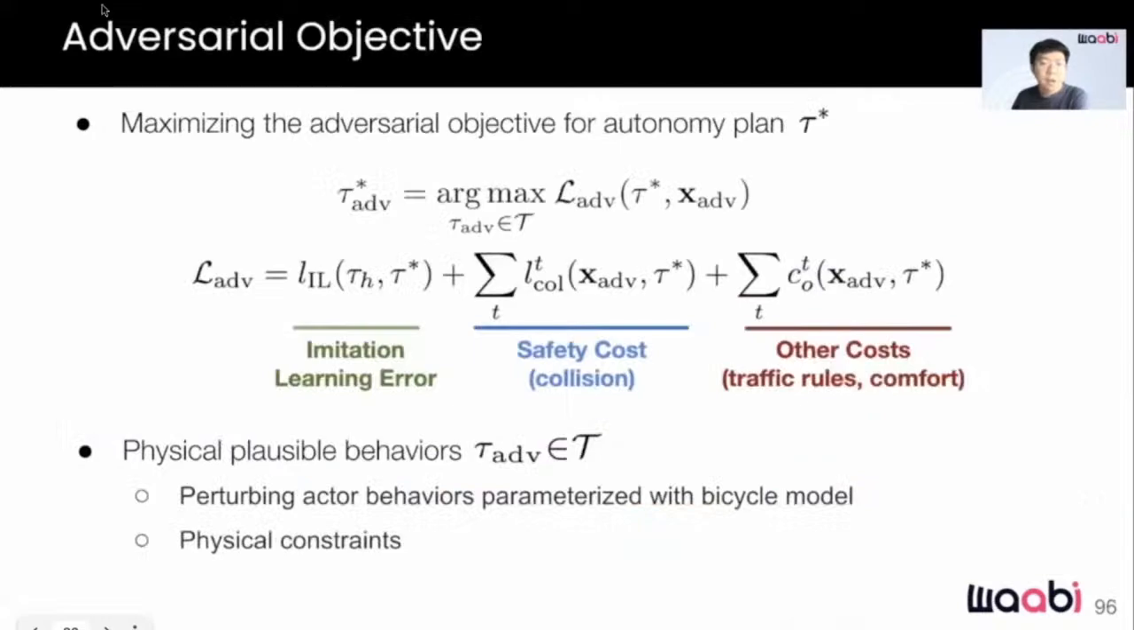Adversarial's objective is to increase the risk for the autonomy system's planned trajectory. Our adversarial objective consists of 3 parts. An imitation learning loss represents the deviation from the expert's trajectory. A safety cost encourages a collision with other actors. And a traffic rule conflict cost encourages the autonomy plan to have lane violations and to be dangerous. To ensure the realism of simulated behaviors, we parameterize the actor behavior with a bicycle model and set physical constraints such as staying on the road and not colliding with other actors.